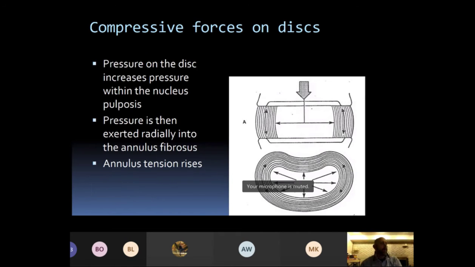So what do the discs do for us? How do they support movement through space, and how do they handle all the mechanical stresses that are applied to our spine? That's the next set of slides here.